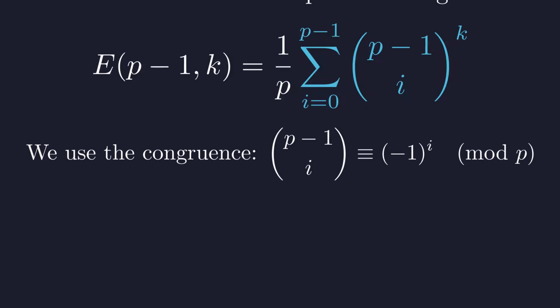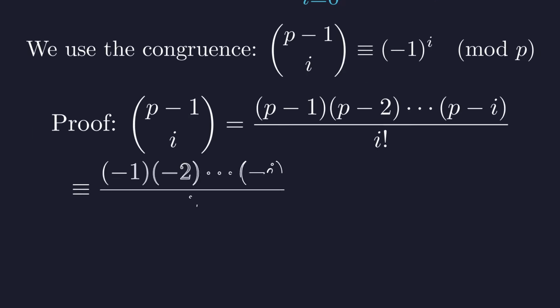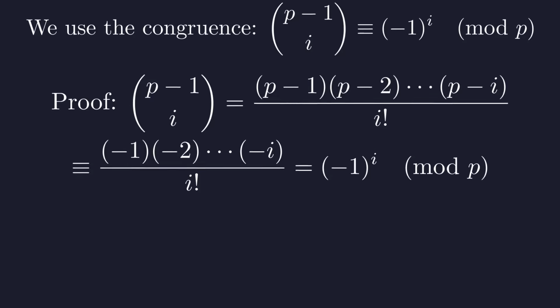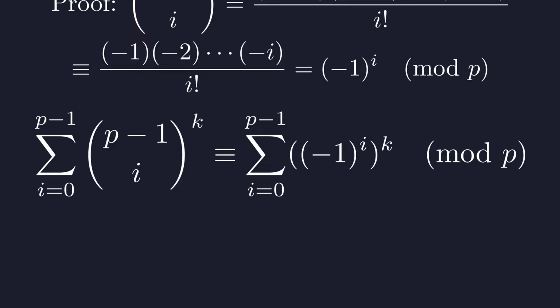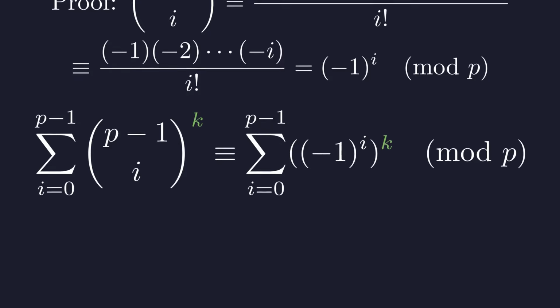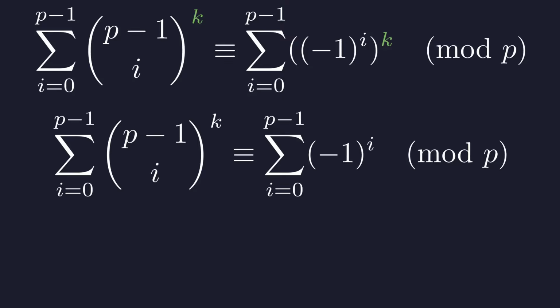A consequence of Lucas's theorem gives us a beautiful congruence. p minus 1 choose i is congruent to (-1) to the i, modulo p. This is true because, modulo p, each term p minus j in the numerator is simply congruent to -j. Applying this to each term in our sum, the entire sum becomes congruent to the sum of ((-1) to the i) all raised to the power k. And now we use our assumption. k is odd. Since k is odd, ((-1) to the i) to the k is just (-1) to the i.